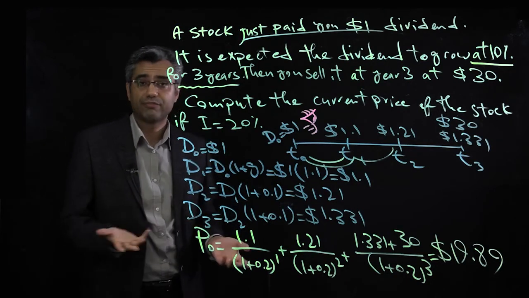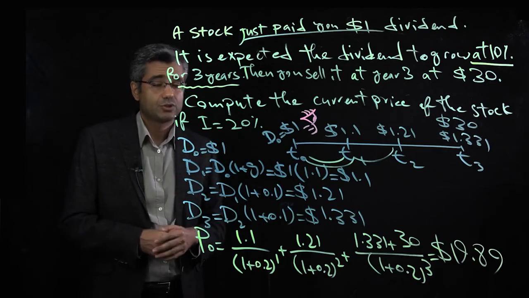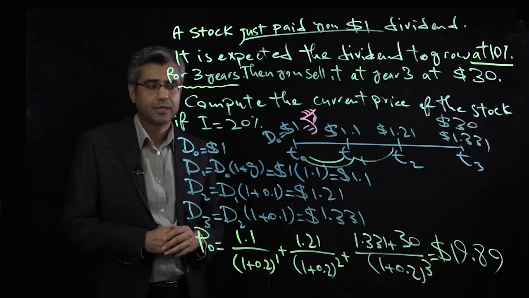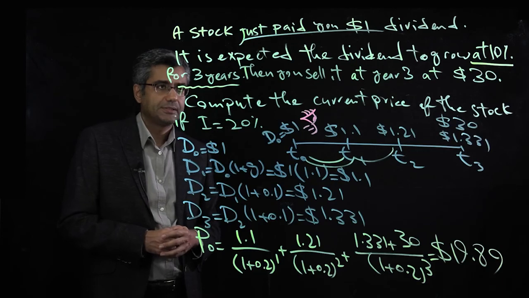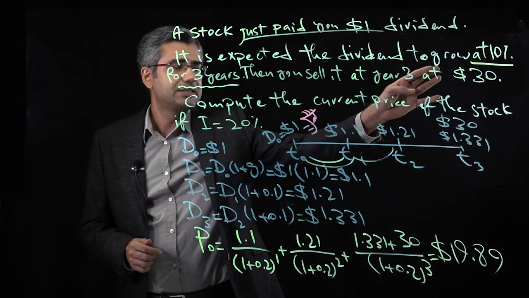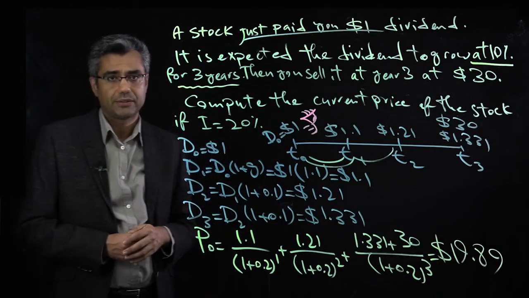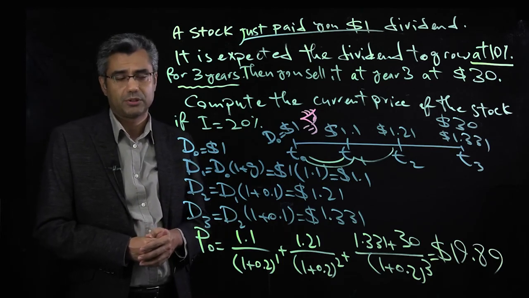So if you buy this stock at $19.89, you will earn 20%. And if someone is offering you this at a higher price, it's overpriced, so you won't buy it. If it's offered to you at a lower price, you will buy it because it's underpriced. So be careful: the growth rate must grow forever at a constant rate. Otherwise, you cannot use the constant growth rate model or Gordon model.